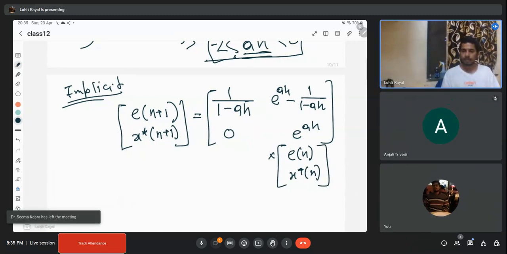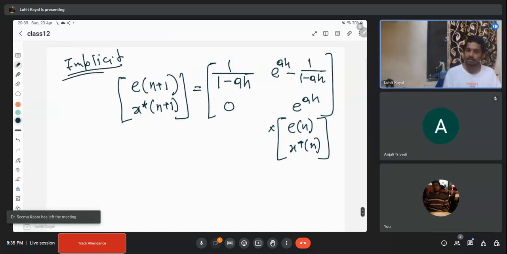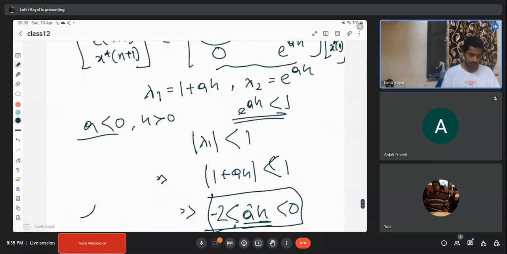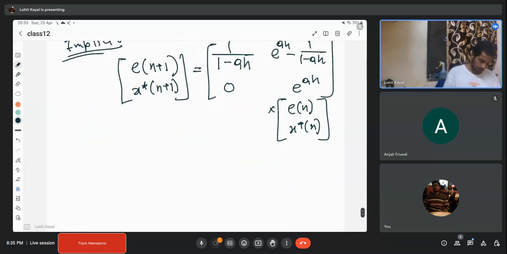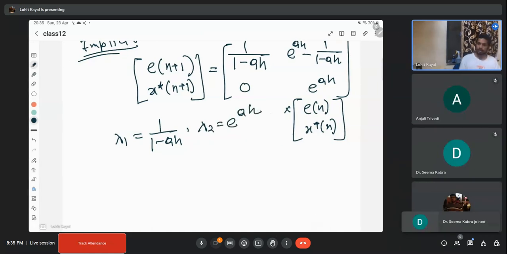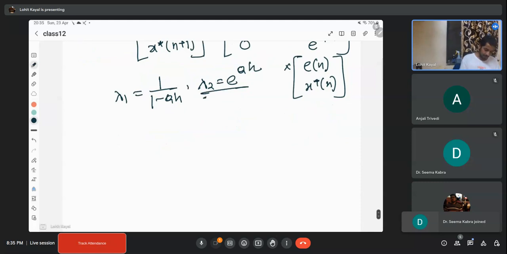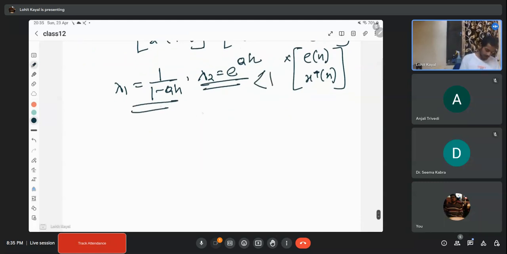Okay, so the idea is the same. This is the matrix form; just follow the same path that I did for the explicit technique. You will finally come up with this answer. What are the two eigenvalues? Lambda 1 is equal to 1 by 1 minus a h. Lambda 2 is equal to e to the power of a h. Now this lambda 2 is by default less than 1. We already know that. Now the modulus of lambda 1 needs to be less than 1.